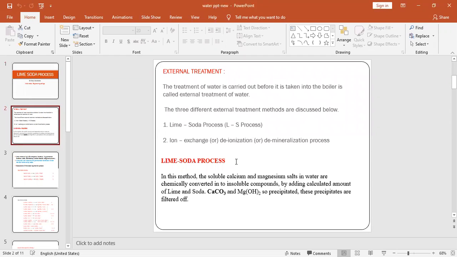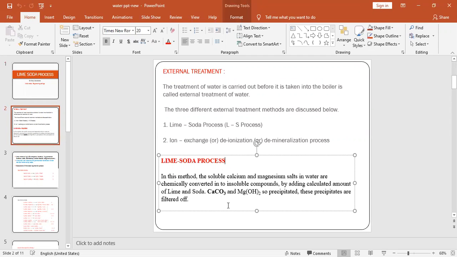Coming to the lime soda process, in this method, the soluble calcium and magnesium salts in water are chemically converted into insoluble compounds by adding a calculated amount of lime and soda. Calcium carbonate and magnesium hydroxide are precipitated. These precipitates are filtered off.